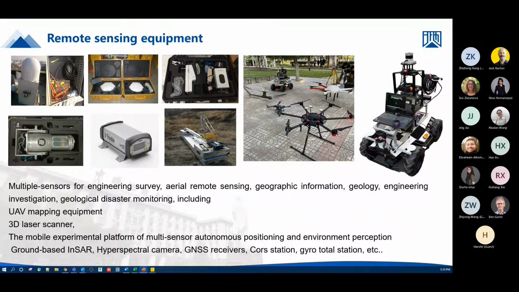Okay, those are the equipment we have at the moment, and I think we can have very interesting work with such equipment. Next.